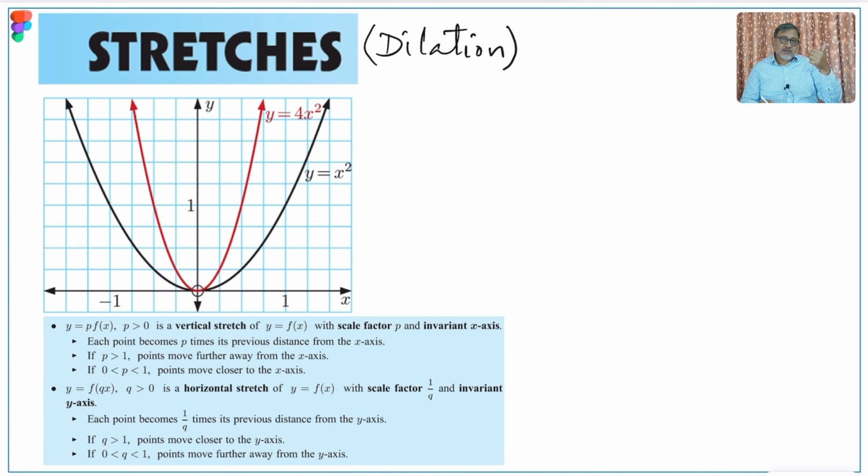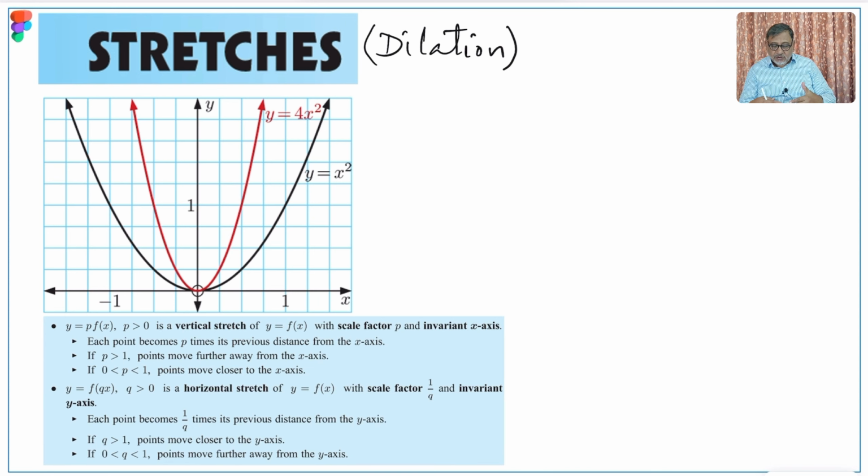See, we have seen in translation, when you add any positive number to x, the graph will be shifted to the left. When you subtract any positive number from x in the function, it will get shifted to the right. So when you subtract, it will get shifted to the right. When you add, it will get shifted to the left.